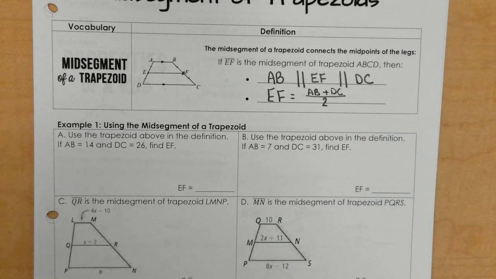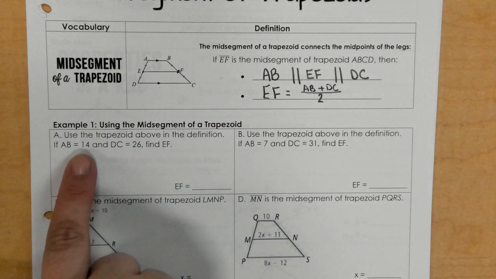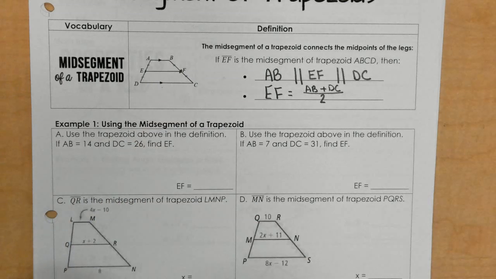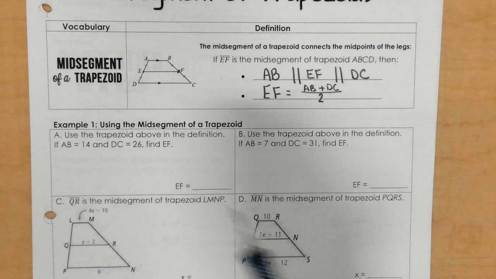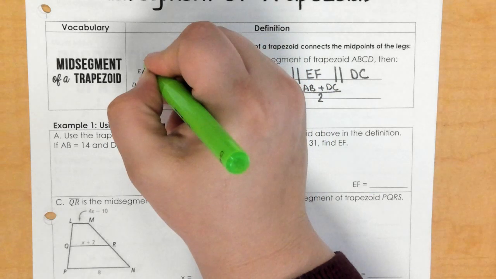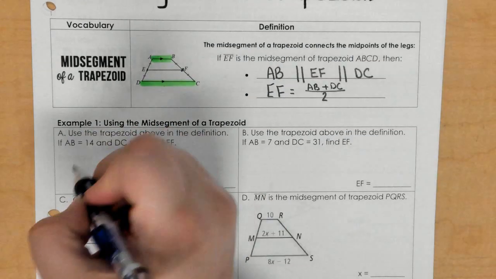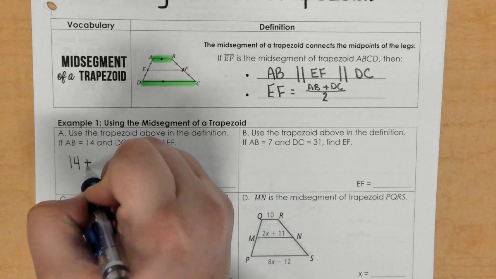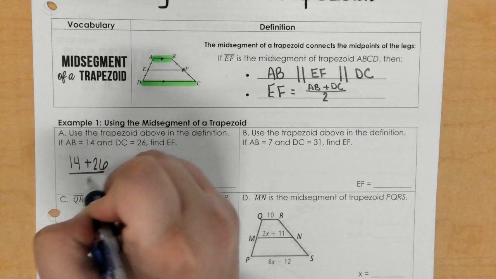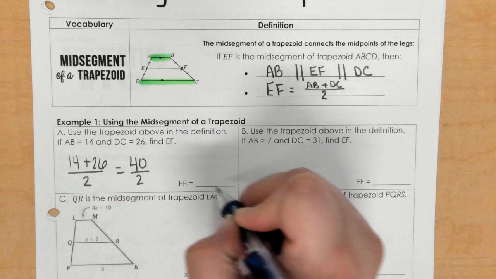It says here, use the trapezoid above in the definition. So for this problem, we're going to use this picture. If AB is 14 and DC is 26, find the measure of EF. Well, AB and DC are the bases, right? To get the midsegment, we add the bases and we divide by 2. So that would be 40 divided by 2, which is 20.